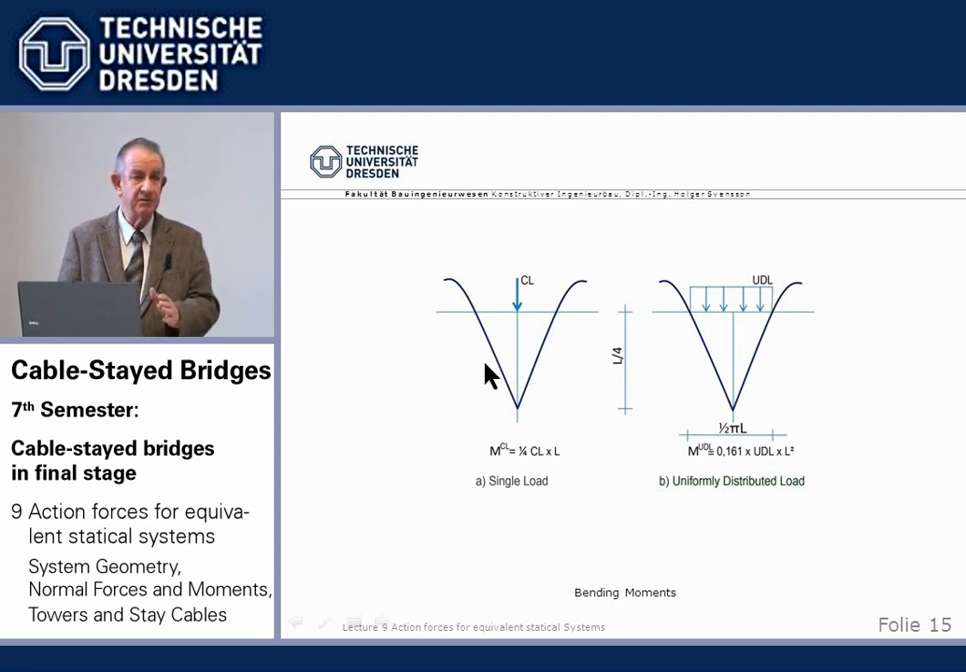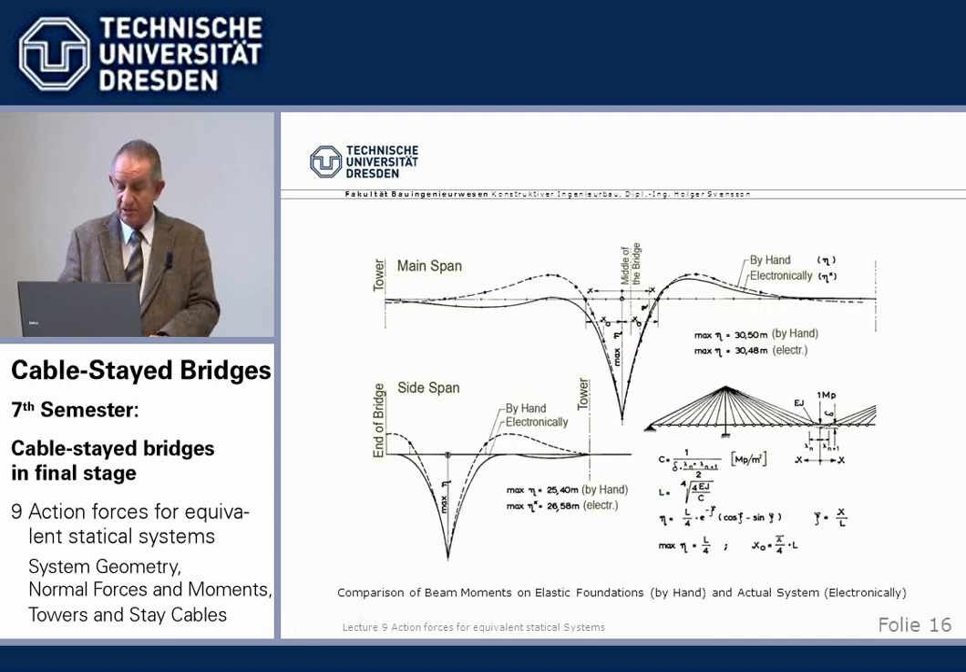Again, simple, isn't it? Now, you may say, well, is that true? Well, I have here a comparison for the same cable stayed bridge. The influence line here, dotted lines, for a beam on elastic foundation, and the influence line calculated by computer, and you see there's no difference. It is correct.